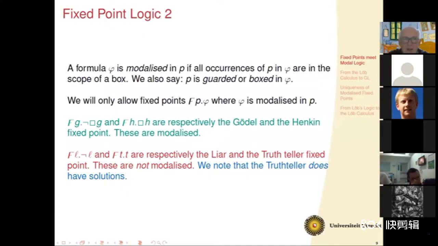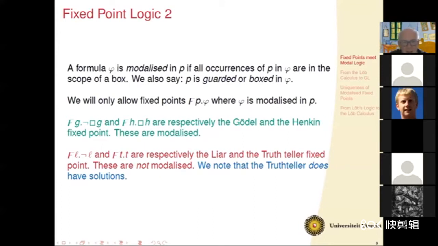Okay, so what we are going to look at are formulas that are modalized in P. This means that all occurrences of P are in the scope of a box. We also say that P is guarded or boxed in phi. Here you can see examples of such modalized fixed points. The Gödel fixed point is the fixed point of the formula not box G, and the Henkin fixed point is the fixed point of the formula box H, right? The Gödel fixed point says I am not provable, and the Henkin fixed point says I am provable. So these are modalized formulas, and so they are allowed in our language. But on the other hand, the Liar fixed point is not allowed. Well, we better not do that, because then we would be able to derive a contradiction.